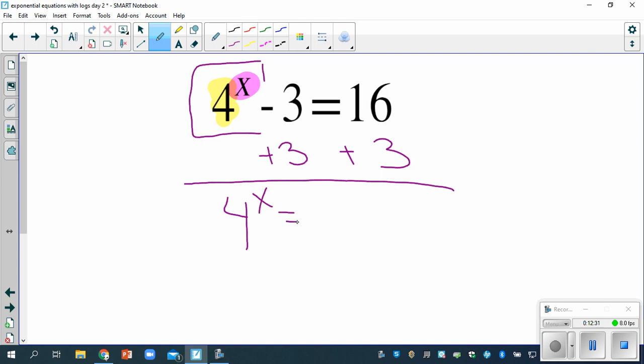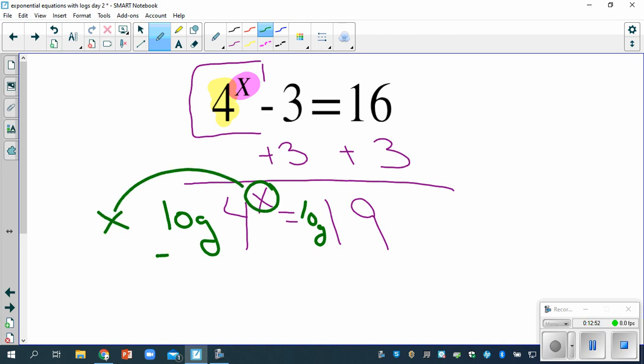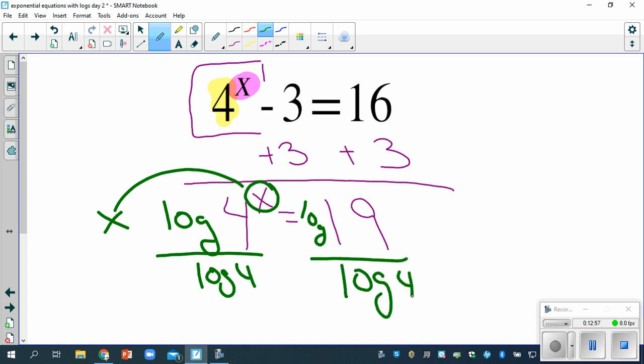4 to the x equals 19. Now I'm going to go ahead and use my logs. So I'm going to log this side. I'm going to log this side. That brings that x down to the front. So I'm going to divide by log 4 and divide by log 4. Nice and careful, using your calculator carefully because the answers always look weird. So I'm going to say log 19, parenthesis, divided by log 4. And I got 2.12.